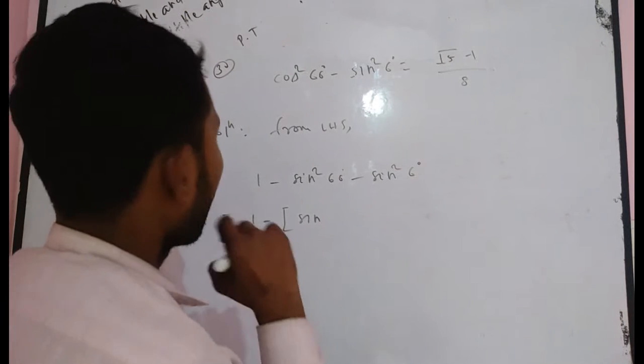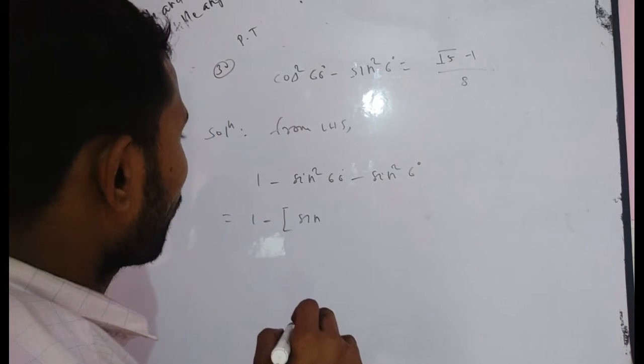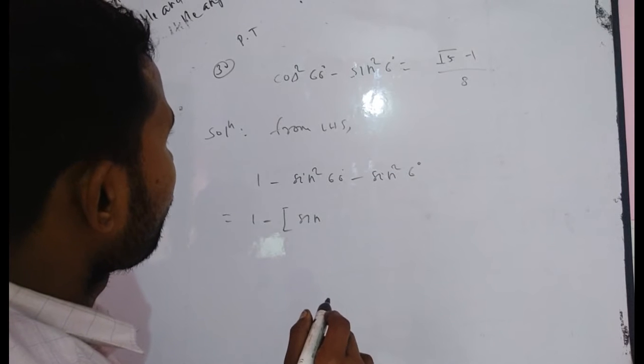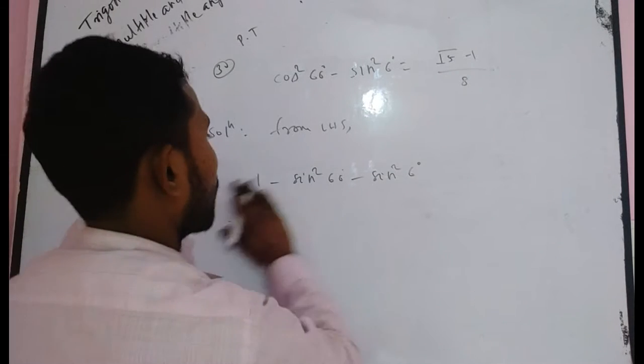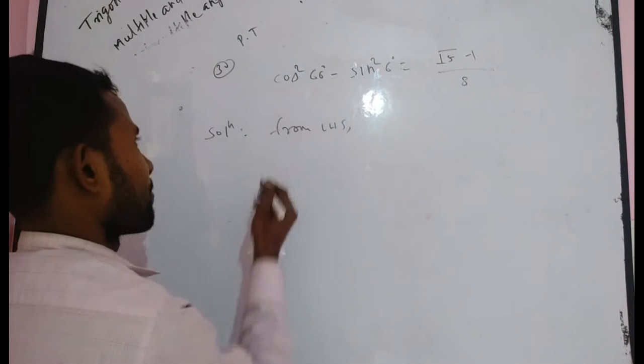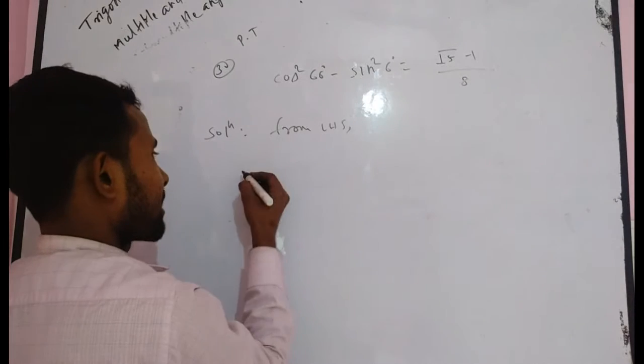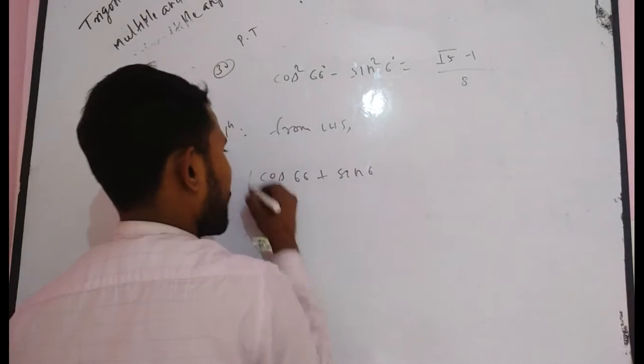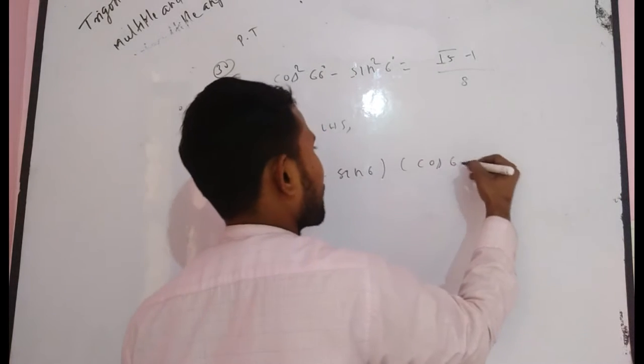One minute, wait. I think in this problem don't go by this way. You go by simply a square minus b square. You can simplify a plus b into a minus b. Can you write?